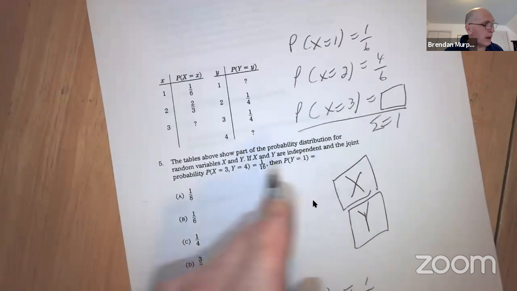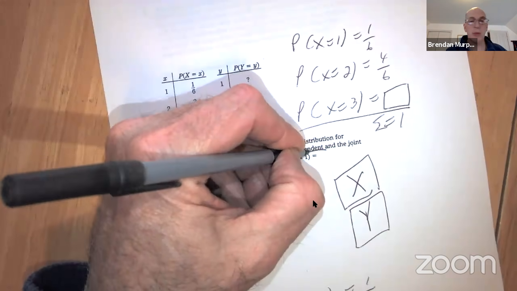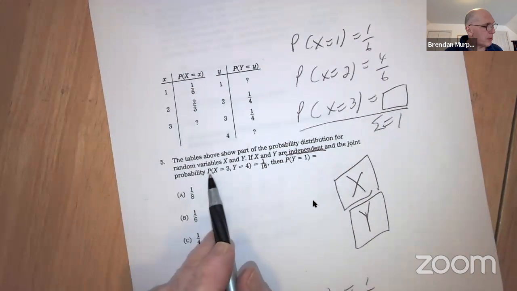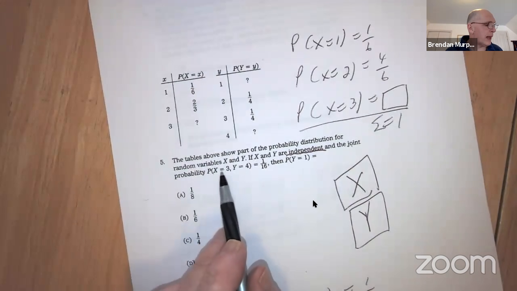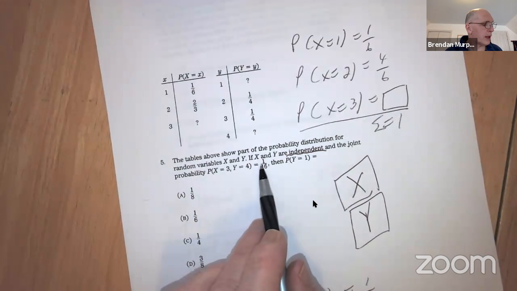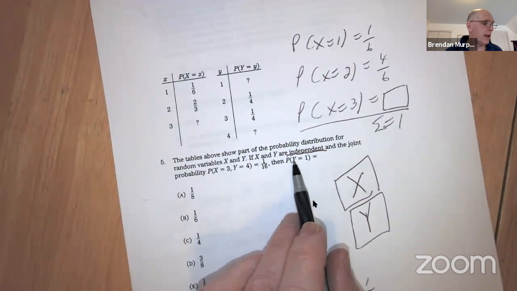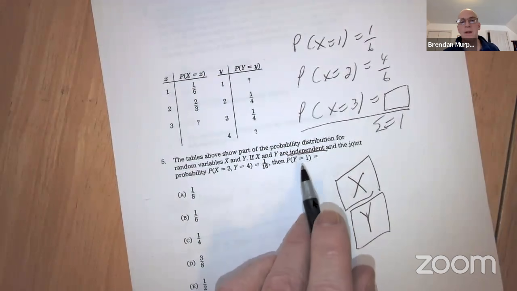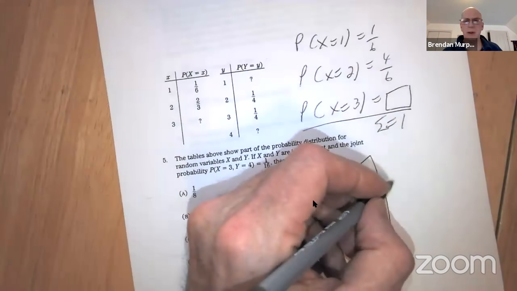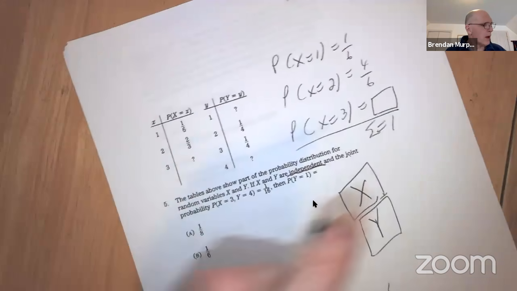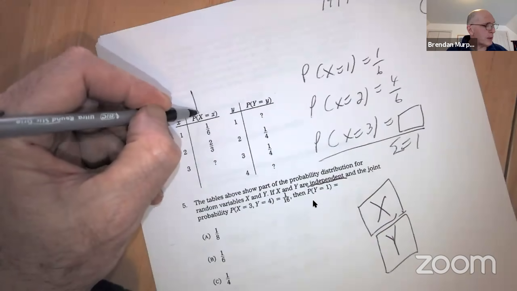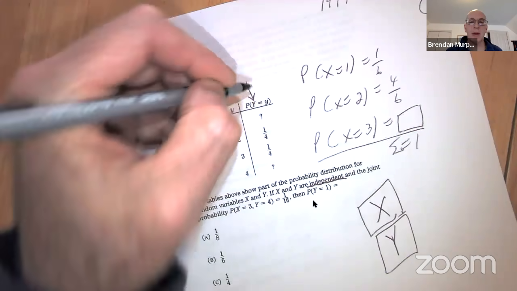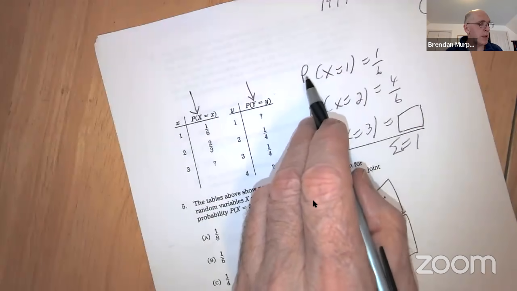If X and Y are independent, super important, and I'm probably going to underline that, and the joint probability that big X equals 3 and big Y equals 4 equals 1/16, and the probability that big random variable Y is equal to 1 is equal to... Honestly, my students struggle with this. So big X, that's one of my random variables. Big Y is my other random variable.